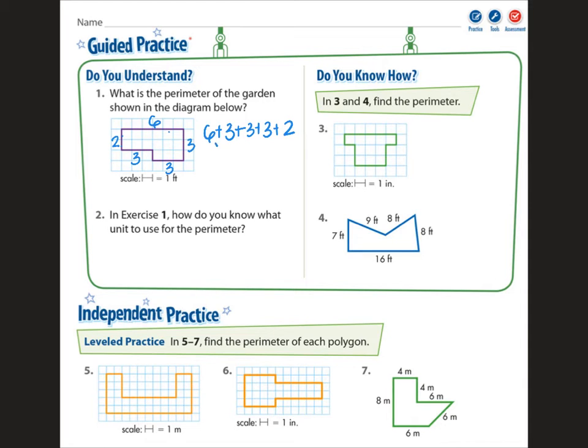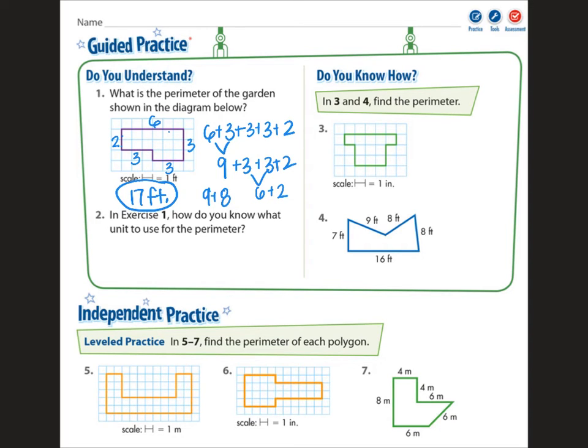So I know 6 plus 3 is 9. 9 plus 3, or 3 plus 3 is 6. 6 plus 2 is 8. And 8 plus 9 would give me my perimeter. Okay? 9 plus 9 I know is 18, so minus 1 would give me 17 feet. Okay? So the perimeter of this diagram below is 17 feet.